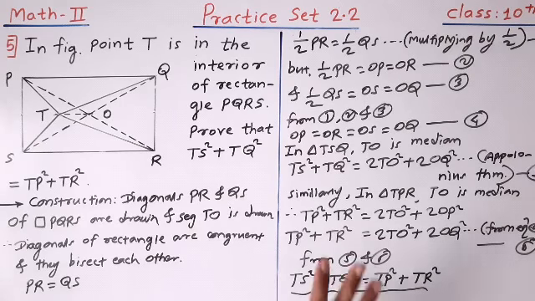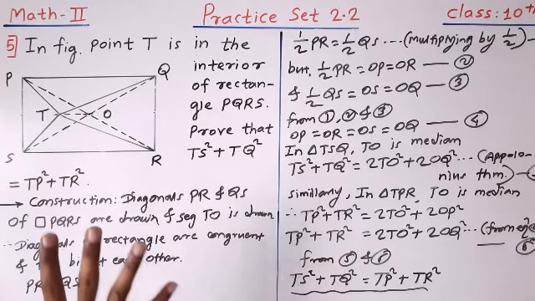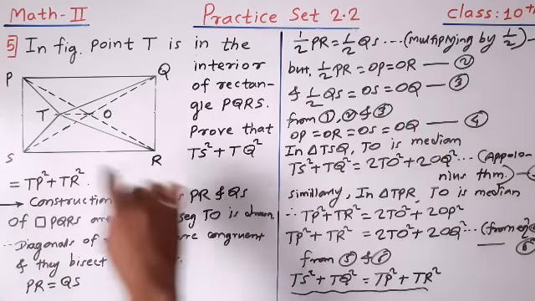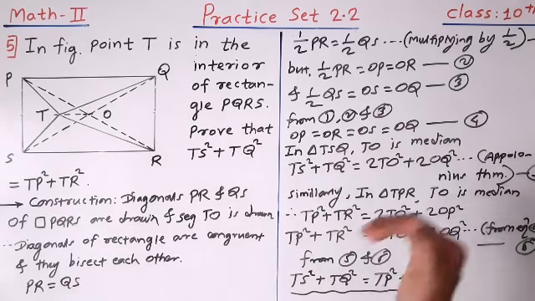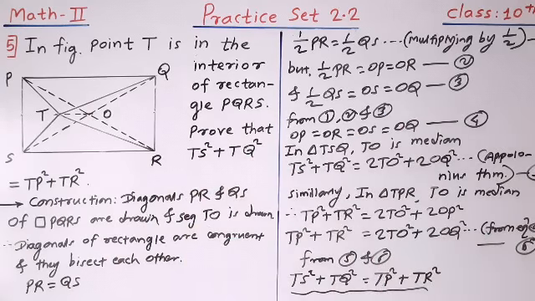I hope that you must have understood it. Very easy question. Only the construction part is very important here, so that you can apply the Apollonius theorem on two triangles. Just by making some adjustments, you can prove what is asked there.